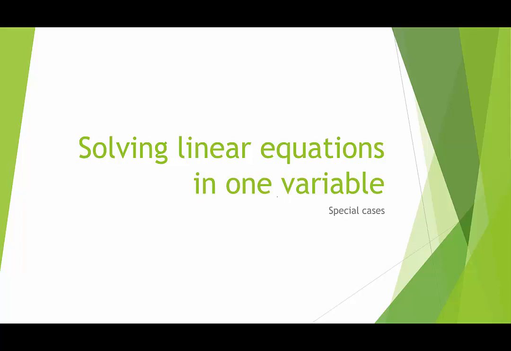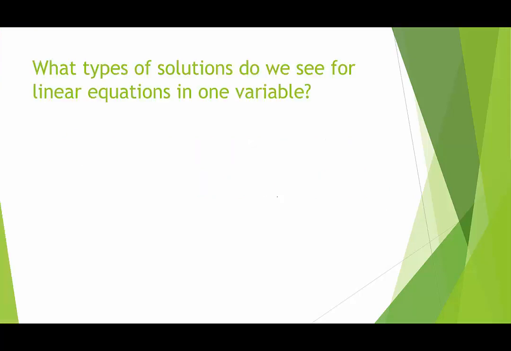In this video, we are going to look at the special cases of solving linear equations in one variable. One variable implies that we're only going to see one type of variable, whether we see x, a, h, and linear means that we won't see any exponents around that variable or radicals around the variable. It'll just be regular x, regular a, regular h.